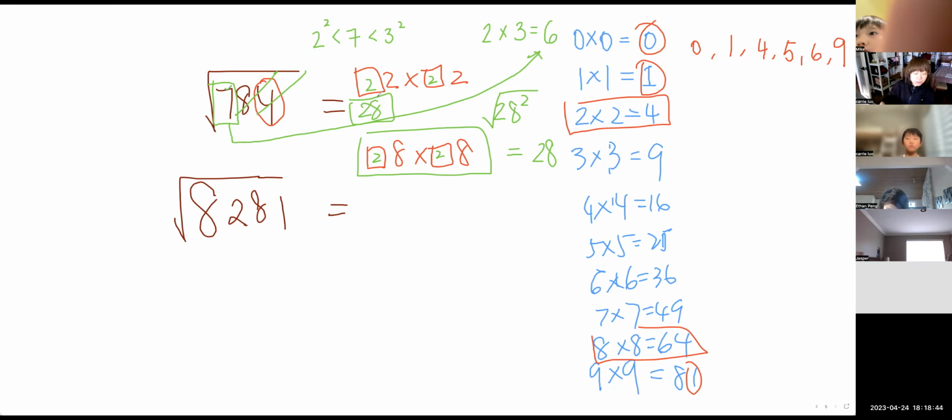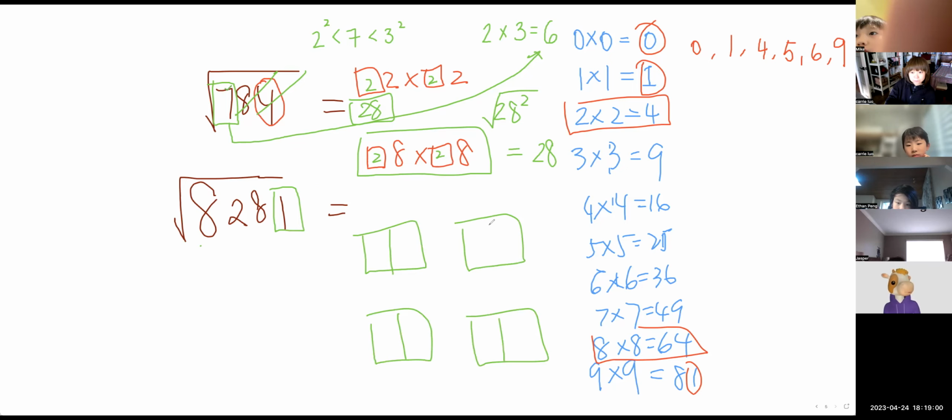Okay, everybody understood? Okay, so if you understand this one, I'm going to move forward to 8,281. So everybody look at the number, the last one. So can you tell me this number could only be what? Let's look at the chart here. 1 and 9. Very good. Something 1 and something 9. Good job, Ethan. Very good.